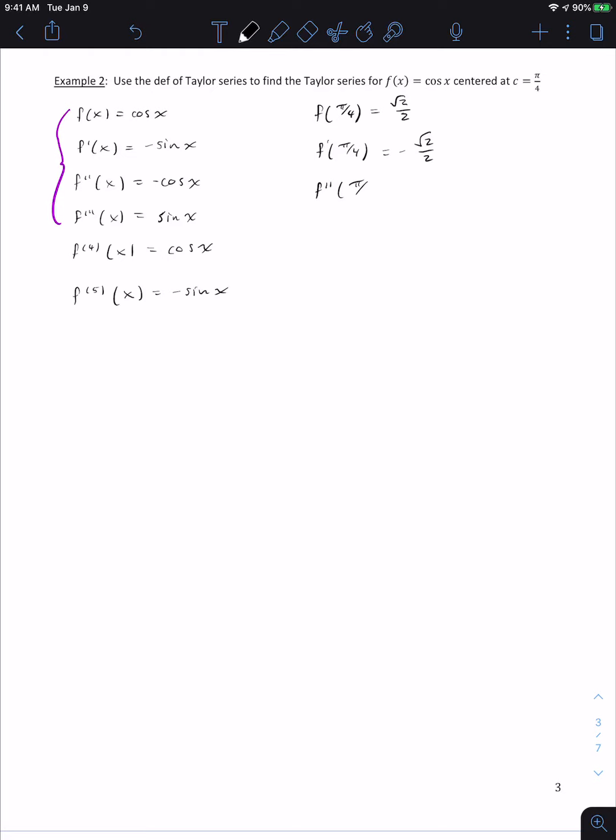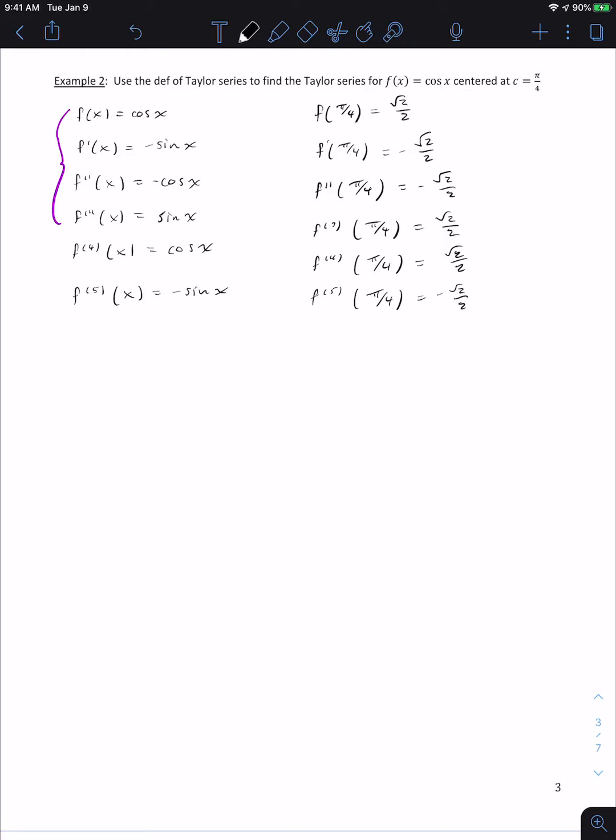F double prime at pi over 4 is going to be negative cosine, so negative radical 2 over 2. The third derivative at pi over 4 is going to give me positive radical 2 over 2. The fourth derivative at pi over 4 is going to give me positive radical 2 over 2. And then finally, the fifth at pi over 4 is going to give me negative radical 2 over 2.